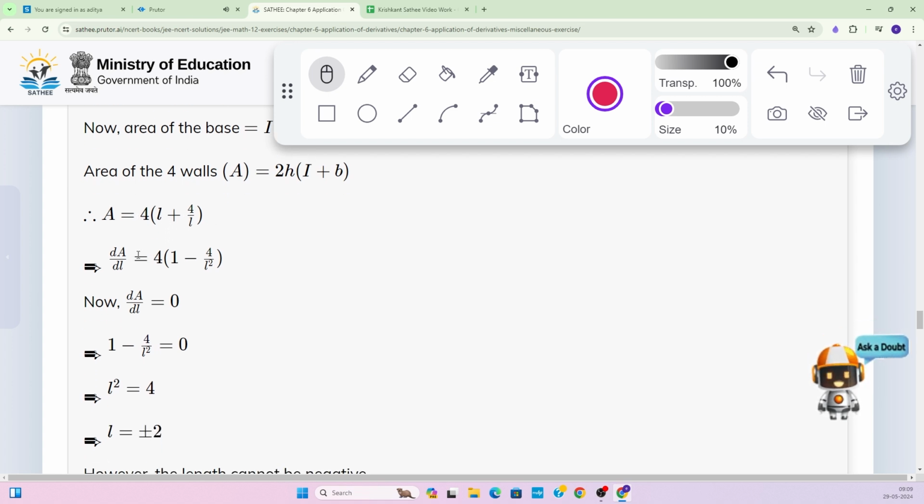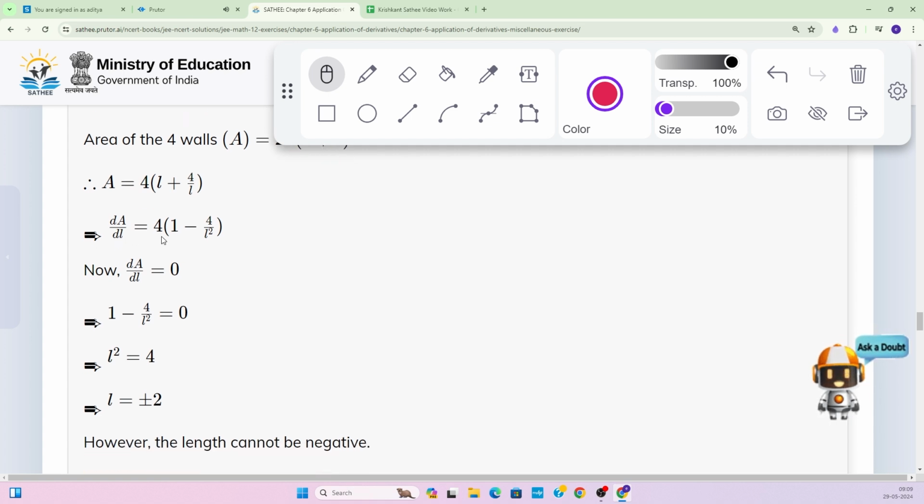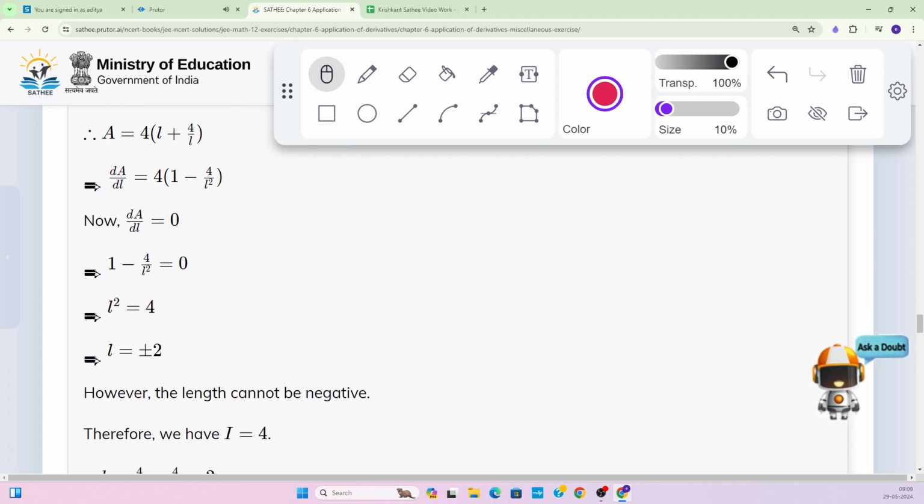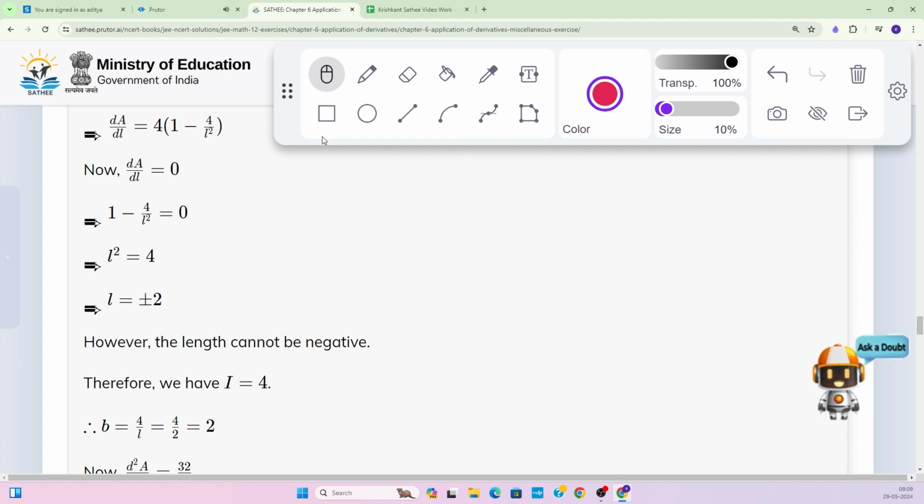This means we differentiate the area expression with respect to the length L. You will get 4 multiplied with 1 minus 4 by L square. Now put it equal to 0. You will have L equal to plus minus 2. This means the critical points will be plus minus 2. Now L cannot be negative, so we cannot take L equal to minus 2. So the only possible candidate is L equal to 2.